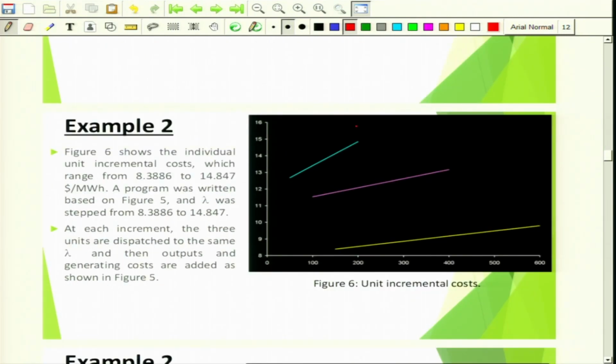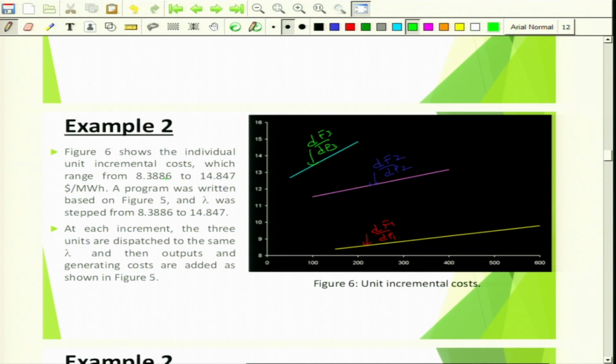Now we have done this for each of the generators, and the incremental fuel characteristics look like this: this is df1 by dp1, this is df2 by dp2, and then df3 by dp3. You can see here the incremental fuel characteristics are linear, and they are different for the different units because they have different cost functions.